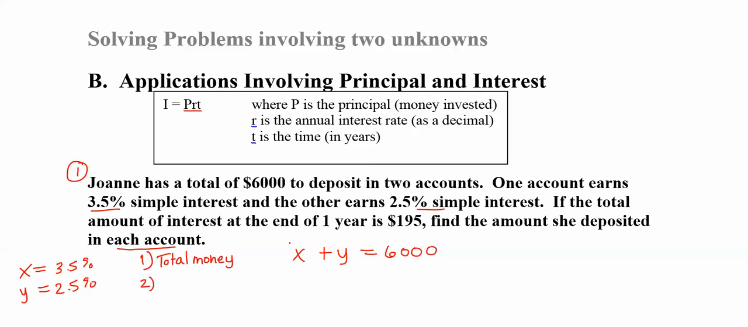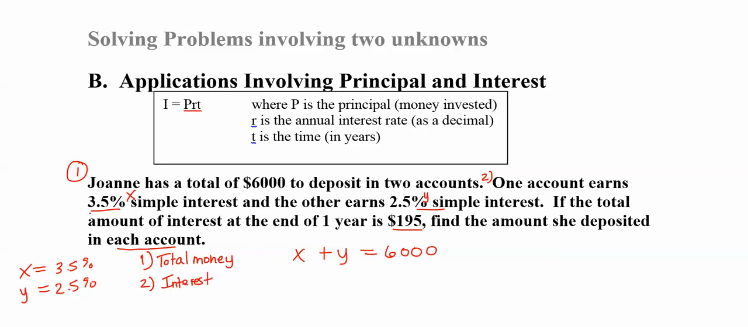Now my second equation is going to come from the second sentence. One account earns 3.5% simple interest, so that's going to be 3.5% with x. And the other earns 2.5% simple interest, so it's 2.5% with y. So what does this one equal? Well, it says the total amount of interest is $195. So that's what my account is going to equal total. So the second equation is going to be set up where we have our interest rates.